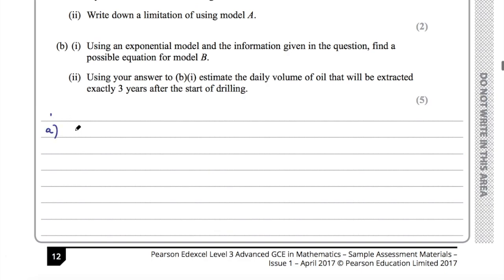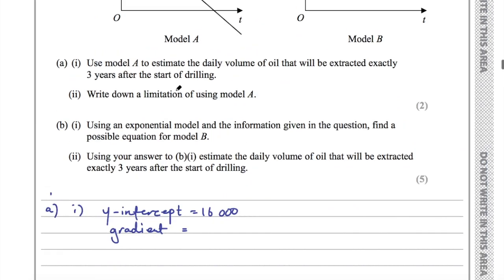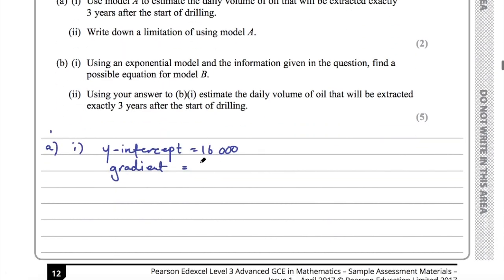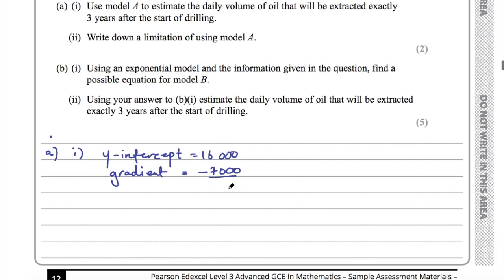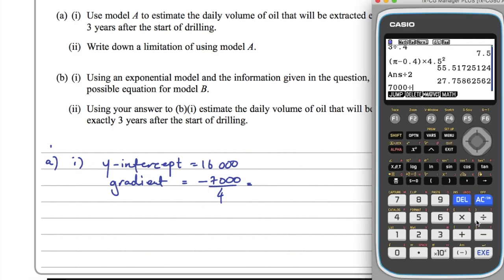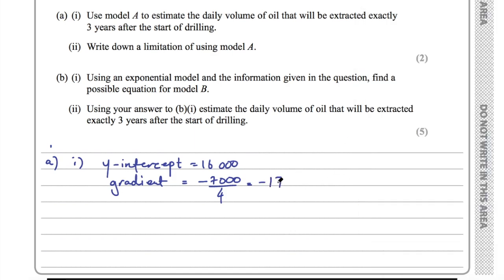So for part A, the y-intercept is 16,000. The gradient is the rise over the run. The rise in this case is negative 7,000 from 16,000 to 9,000. So negative 7,000 divided by 4. 0 to 4 is 4. And well, let's just put that into a calculator really quickly. Why not use a calculator if you have it? This will be 1,750. So negative 1,750.